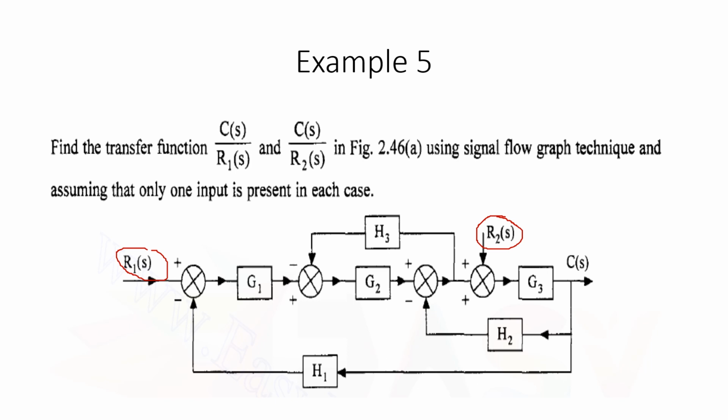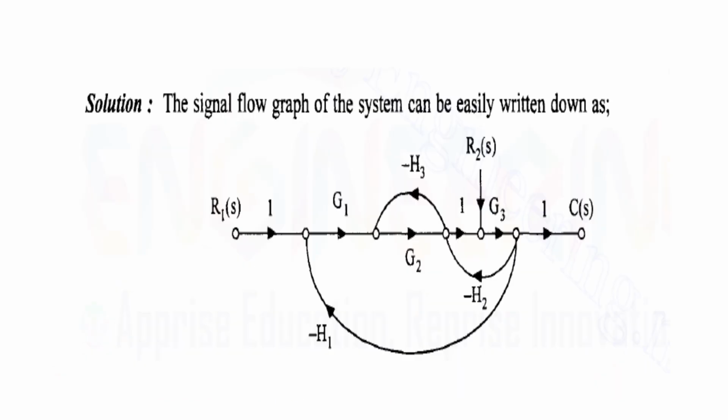So when I am finding the first transfer function, that is C of S by R1 of S, you are supposed to take this as equal to 0, and then you have to write the signal flow graph representation for this. Okay, let's try. Now when you take your signal flow graph representation for the block diagram, it comes like this. Okay, so here I have the second input R2 and the first input R1 which are connected.